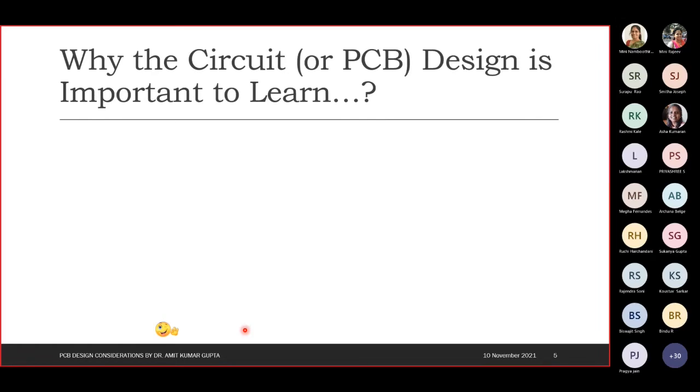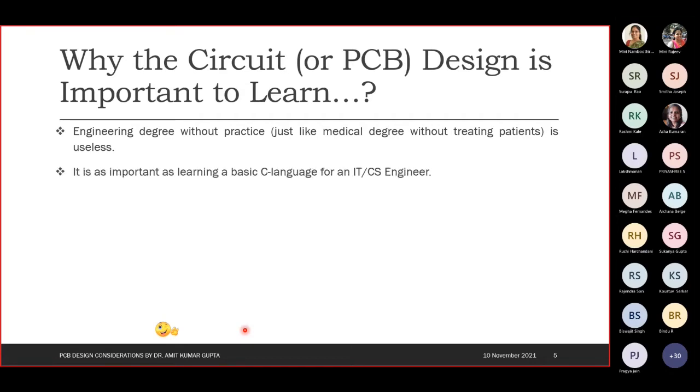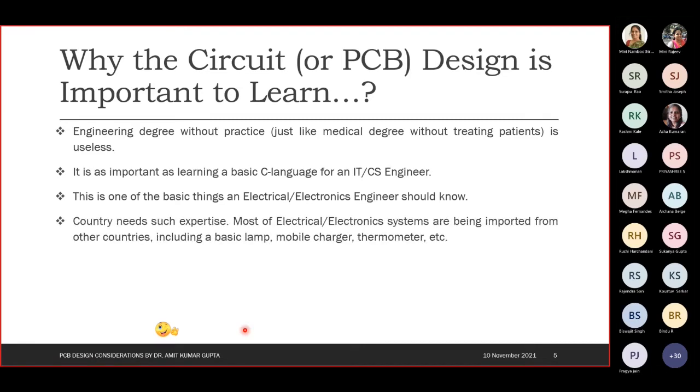Why is circuit or PCB design important to learn? A couple of things. An engineering degree without practice is like a medical degree without treating patients: useless. It is as important as learning basic C language for an IT or CS engineer. This is one of the basic things an electrical electronics engineer should know. And our country needs such expertise.